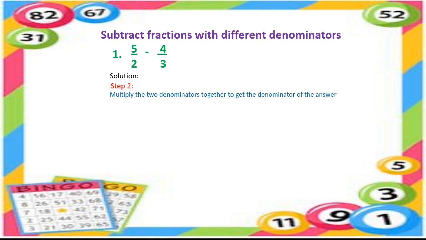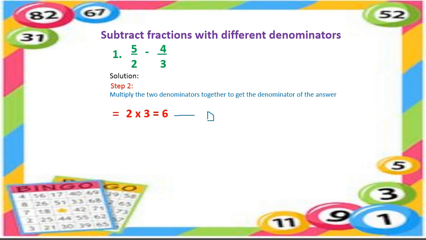What is the first denominator? 2. And what is the second denominator? 3. We will multiply them. 2 into 3 equals 6. So the denominator is 6. So what is the answer after subtracting?